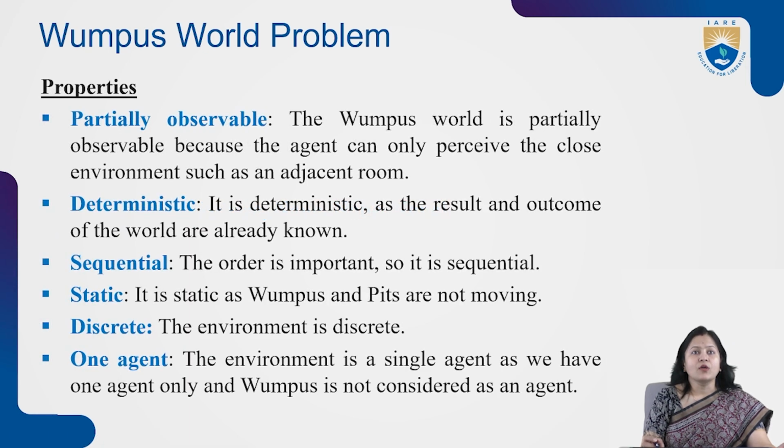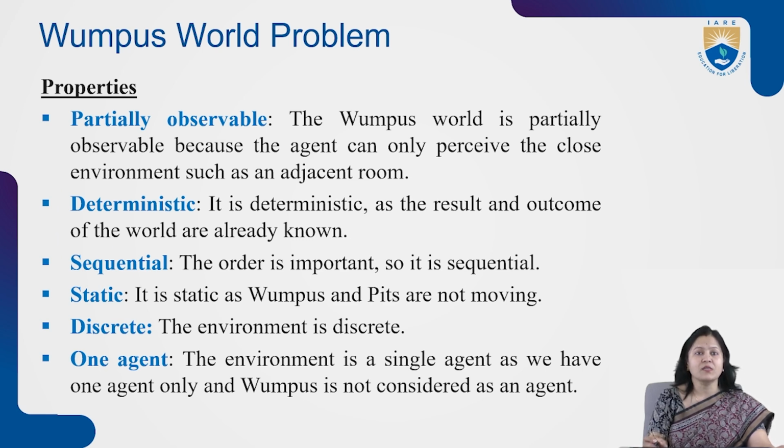Let me discuss the Wumpus World properties, which we should also know before solving the problem. First property of this problem is partially observable. The Wumpus World is partially observable because the agent can only perceive the close environment such as the adjacent room. Though we have only 16 rooms, the agent cannot perceive everything at a time. The stinky smell, the breeze, the glitter, or the bump, the agent cannot perceive everything at a time. So the agent will perceive only one or two things at a time, and that too only those adjacent to that room. That is why it is partially observable. The agent will have less information.